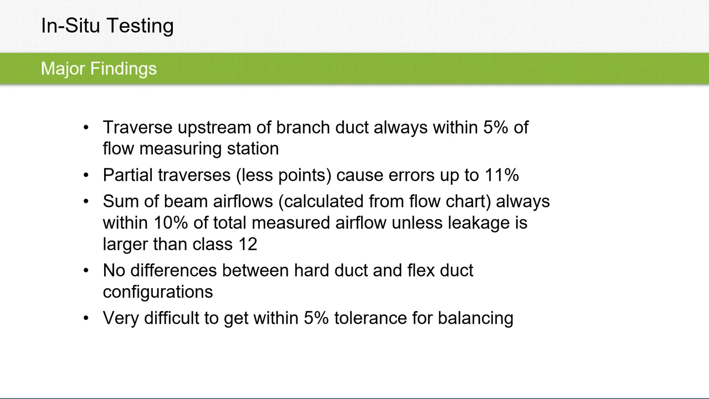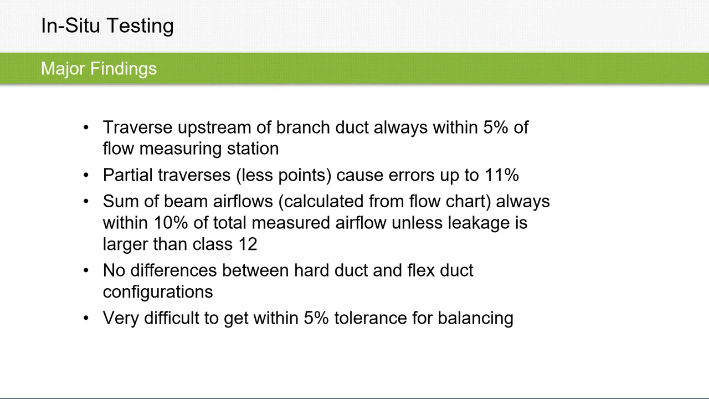So that can have a pretty significant effect. Considering you may have 5% leakage or something already, then 10% error on top of that could be pretty substantial. We also found that the sum of the beam airflows were always within 10%, all the way up to class 12. So in this small duct test that we did, we were able to get away with class 12 and still be fairly accurate.